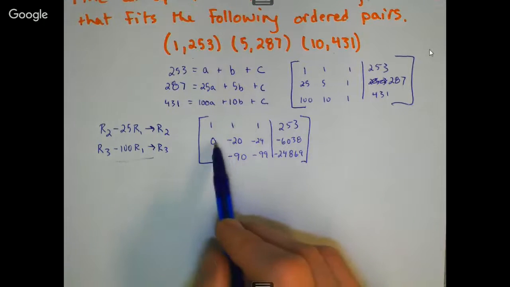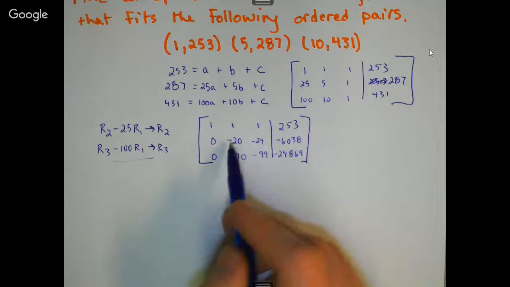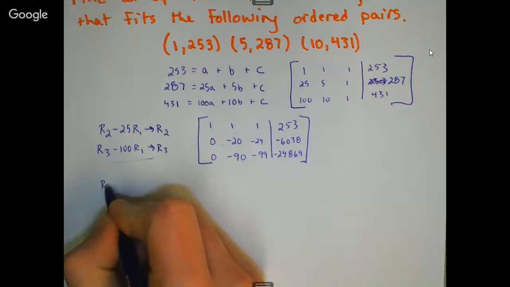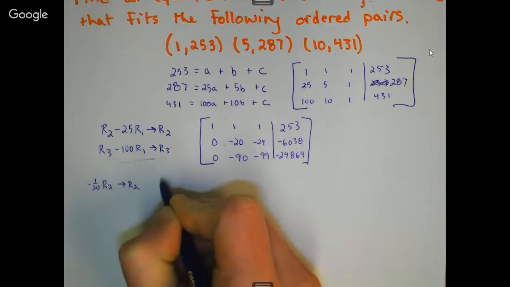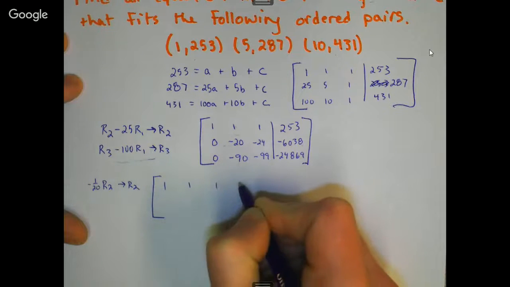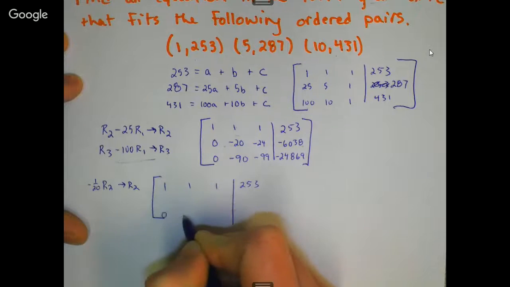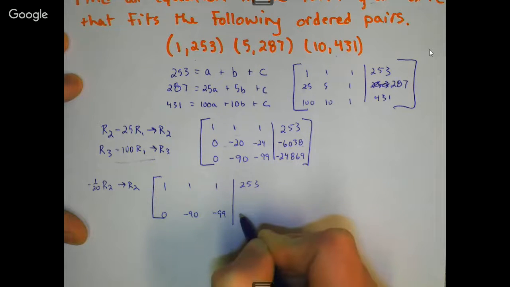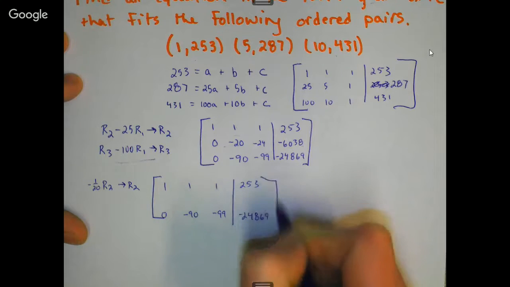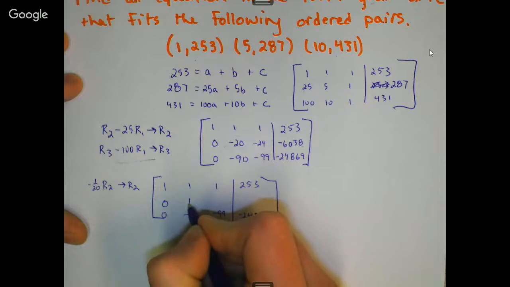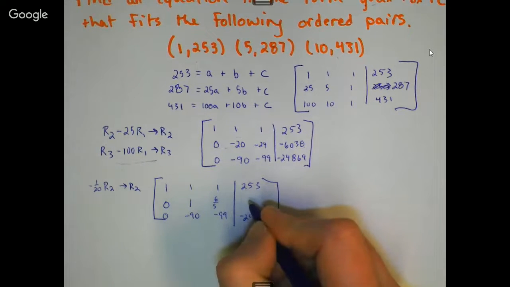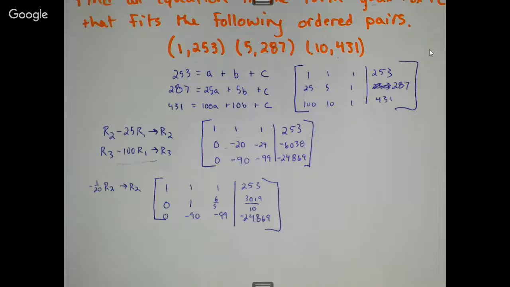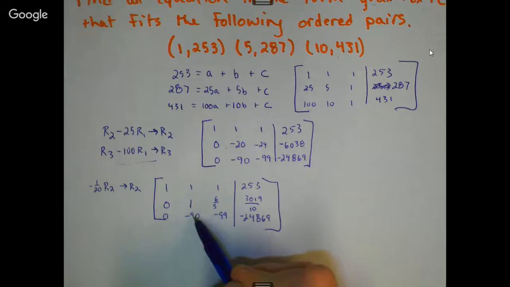Okay, so this entry right here needs to become a 1. So we'll take row 2 times negative 1 over 20, put it back into row 2. So 1, 1, 1, 253. 0, negative 90, negative 99, negative 24869. 0, 1, 6/5, 3019 over 10. Okay, so I got a 1 here. Now this one and this one have to become zeros.